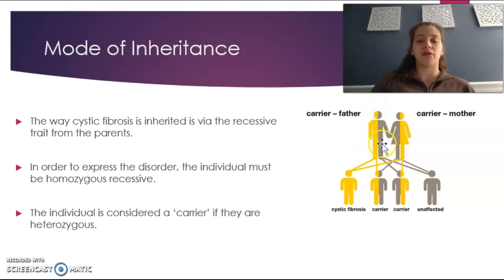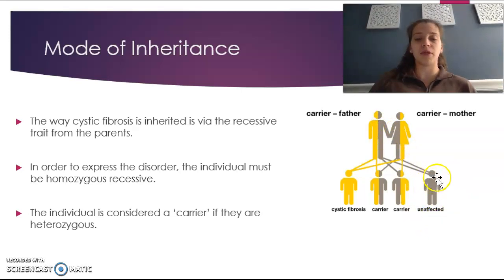So mom and dad here are both carriers. The yellow is the recessive and the gray is the dominant. So we can see here child number 1 has received 2 grays and it is unaffected, which means it is homozygous dominant and it does not express the trait.